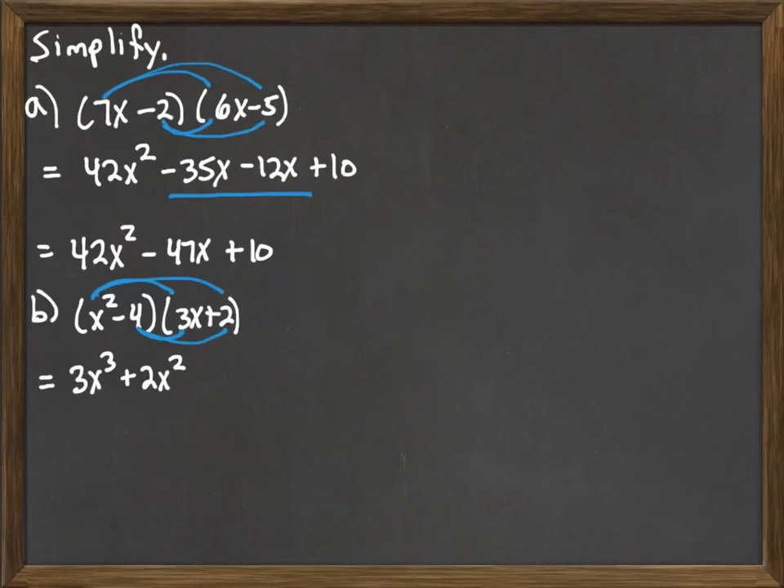We then move on to the minus 4. Minus 4 times 3 will be minus 12x. And then minus 4 times 2 would be minus 8. Unlike the last example, this time there are no like terms to combine, so we don't put them together.